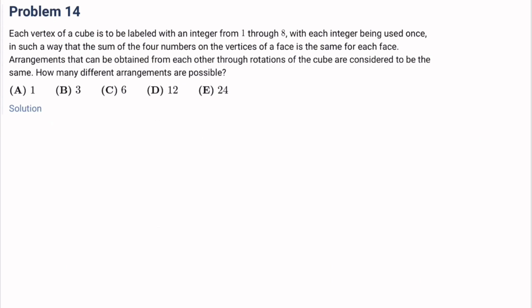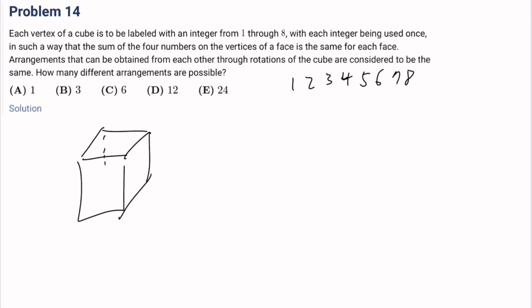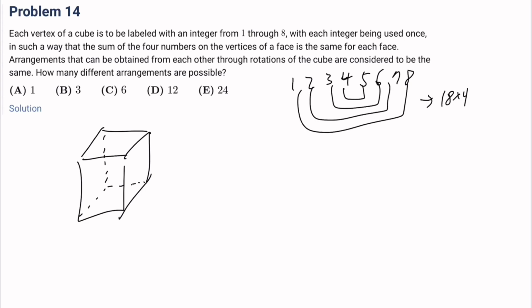Okay, so basically we have integers from 1 to 8, so we have 1, 2, 3, 4, and then 5, 6, 7, 8. And if we have a cube like that, then each face will have to have numbers that add up to half of that, which is just these two will get 9, 9, 9, 9. So this is 18 times 4. So each face will have to have 18 times 2, which is 36.